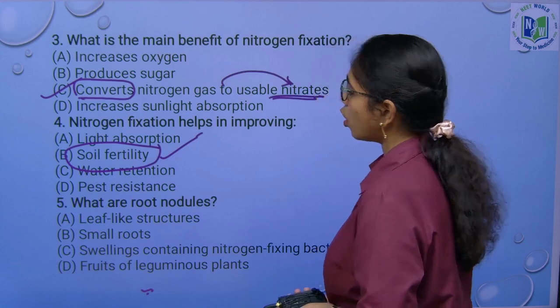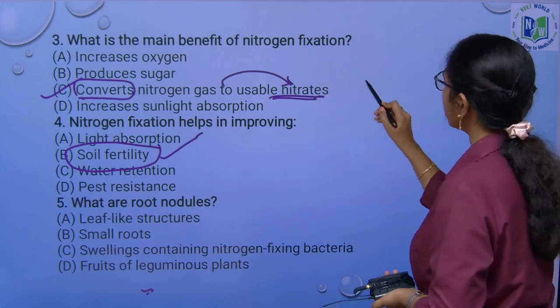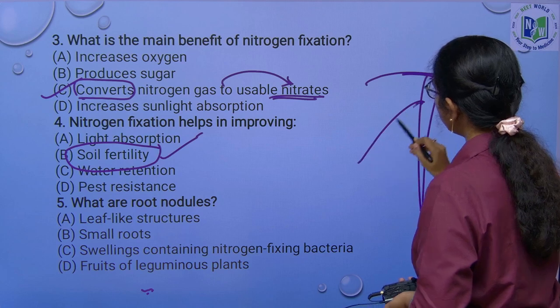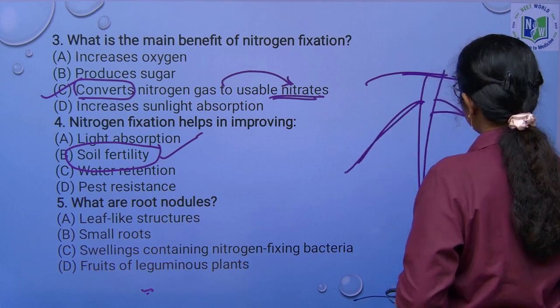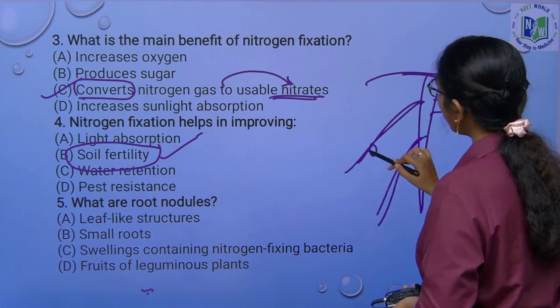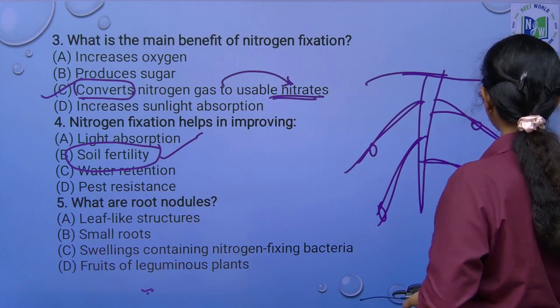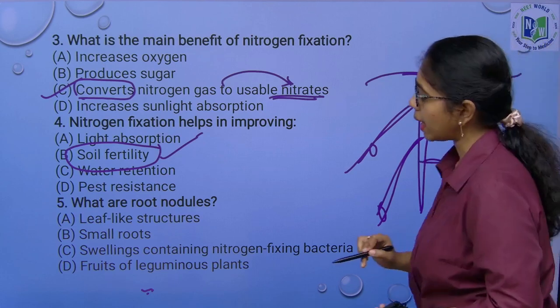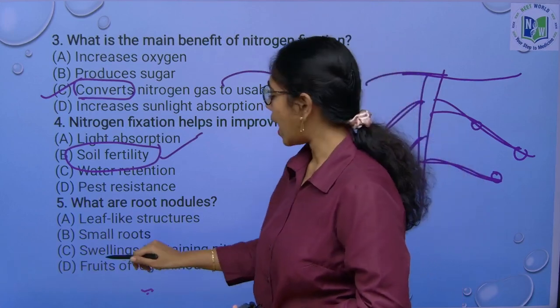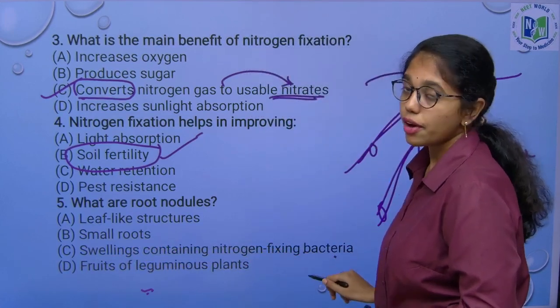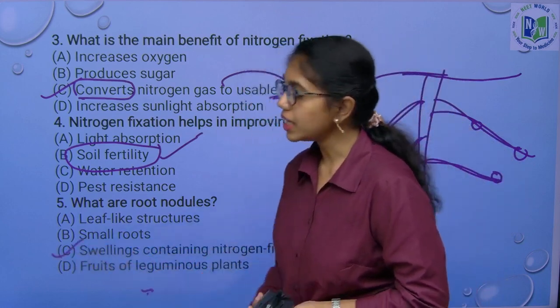What are the root nodules? Root nodules are formed on the roots of leguminous plants, like this. These nodules are swellings containing nitrogen fixing bacteria, that is Rhizobium. So this is option C.